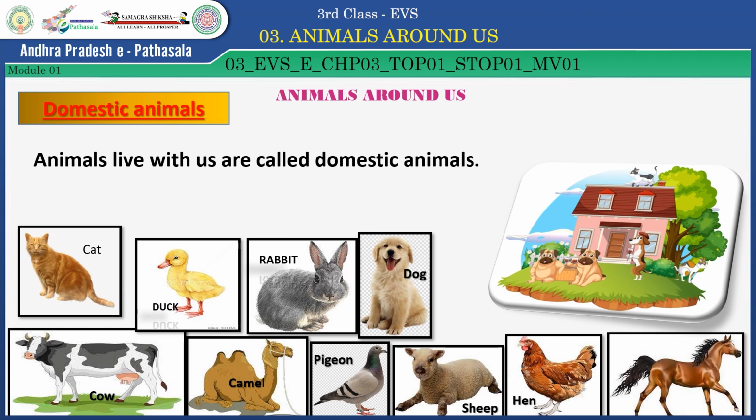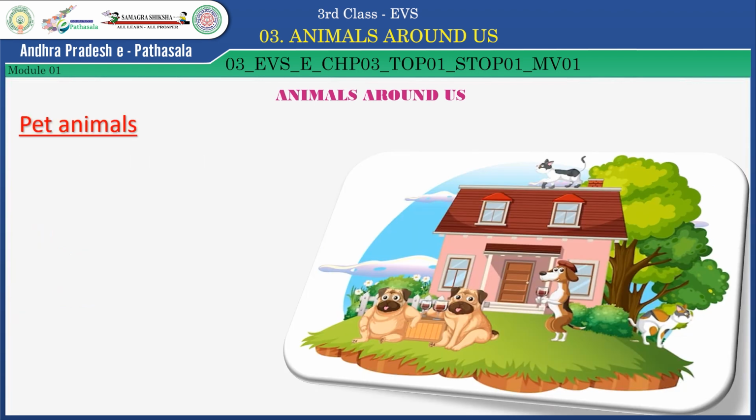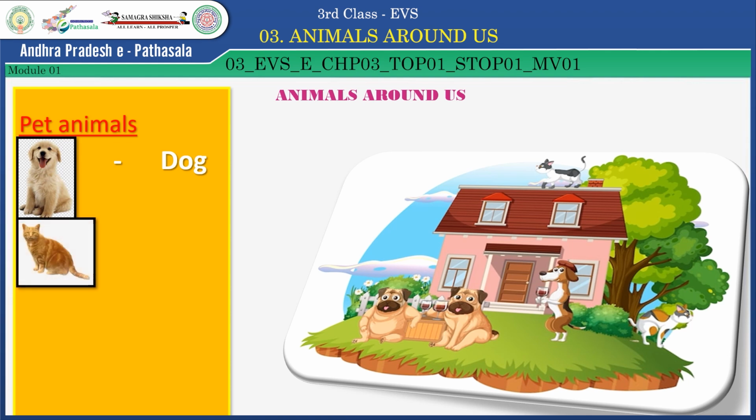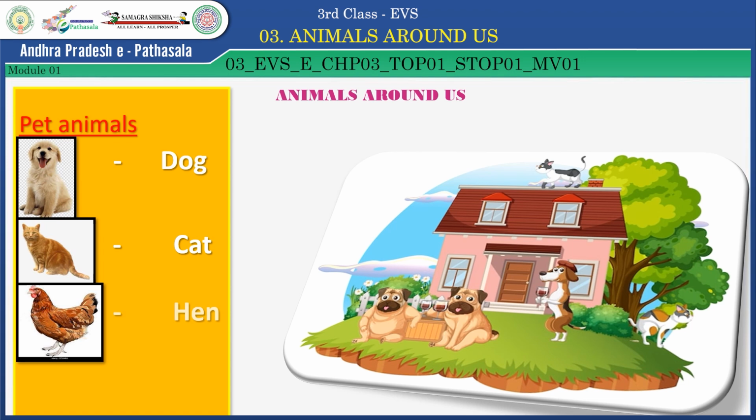Then, what are pet animals? We love our pets so much, don't we? Animals that live with us at home are called pet animals. For example, dog, cat, hen, rabbit.